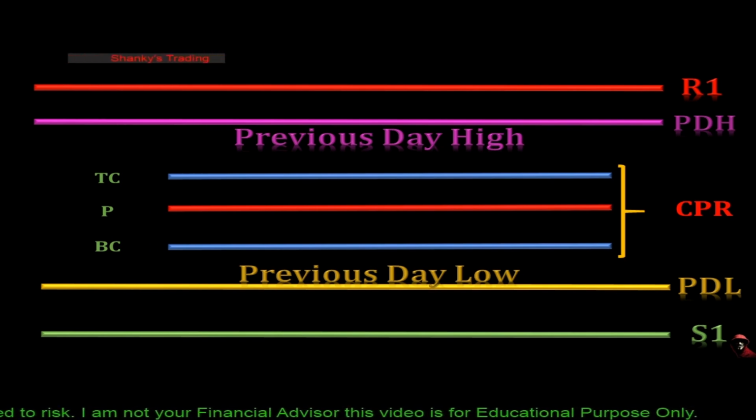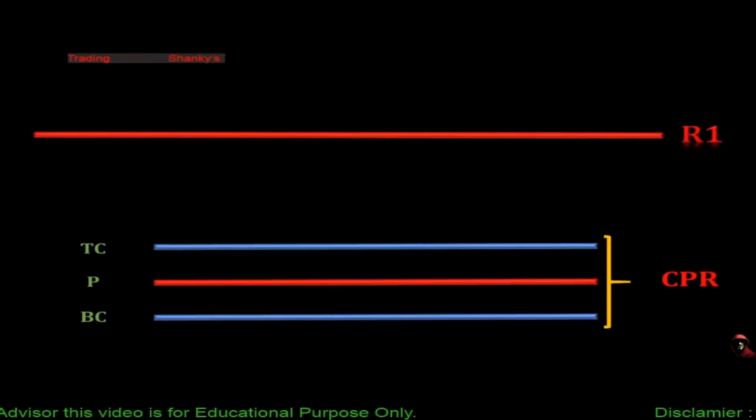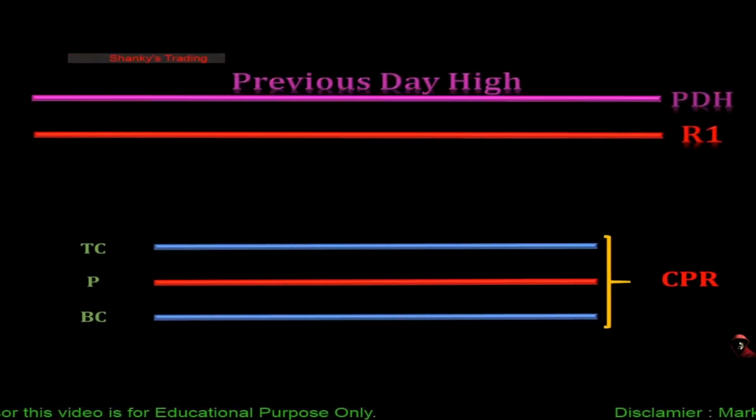or maybe it can be above the R1. Sometimes it can be above S1, and sometimes it can be below S1. That is our support line. So previous day high, previous day low line. So guys, we'll just learn what is the first candle trick.